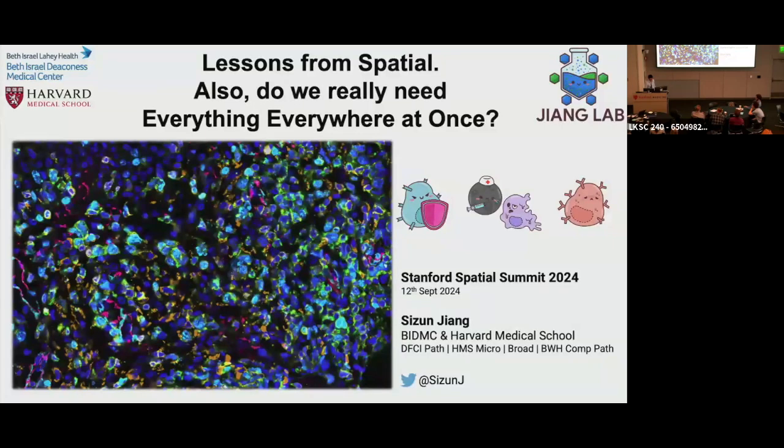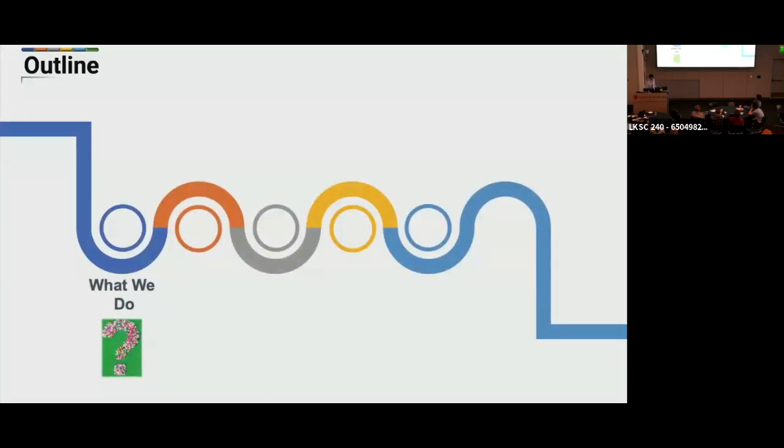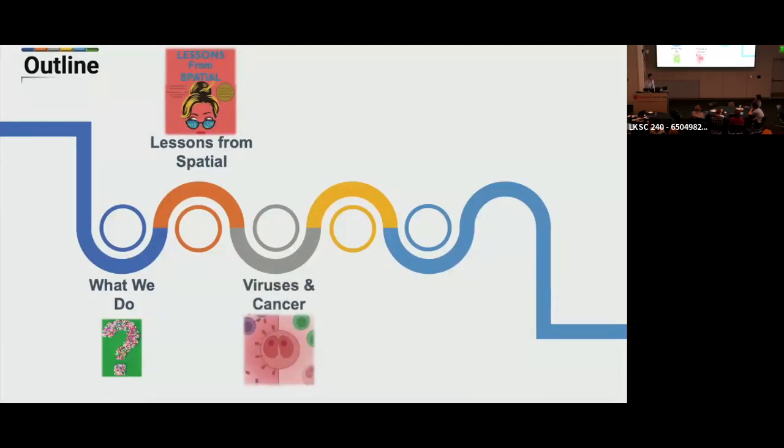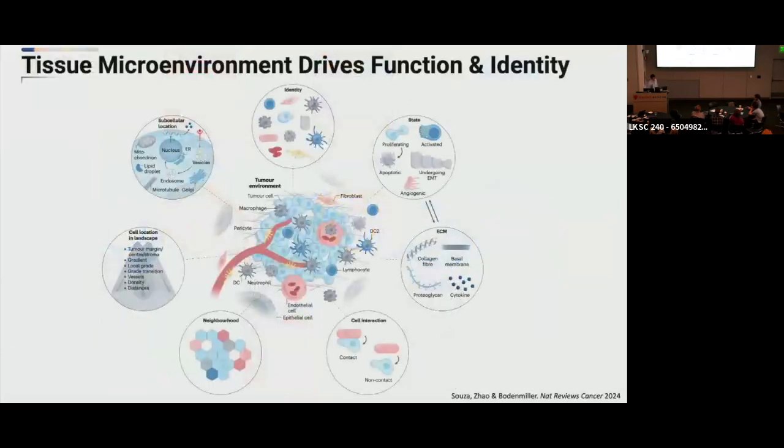Okay, my name is Sizun, and thank you for listening to me rant. These are my conflicts of interest. Just to give you a sense of today's talk, I wanted to give you a snippet of what we do in the lab. I'll talk about a couple of stories that we've learned from spatial, just very brief highlights that I think are interesting. We're going to talk about viruses and cancer. So Gary, I just have to keep following you wherever you go. We'll talk a little bit about spatial multiomics. I do think it's pretty interesting to think about how to do it and different approaches to do it. And finally, some food for thought that I hope will be provocative for the people here. All right, questions at the end.